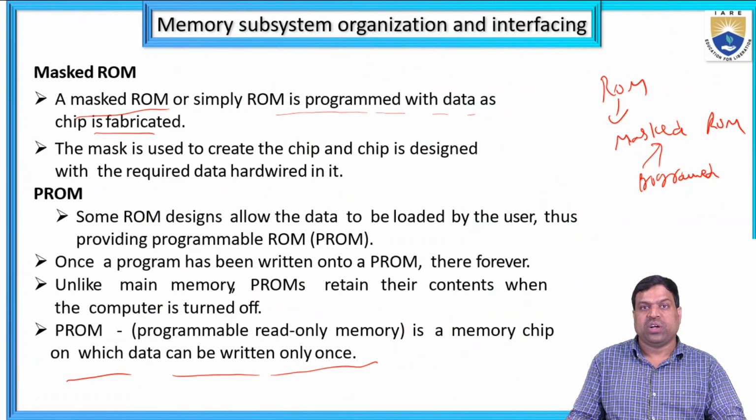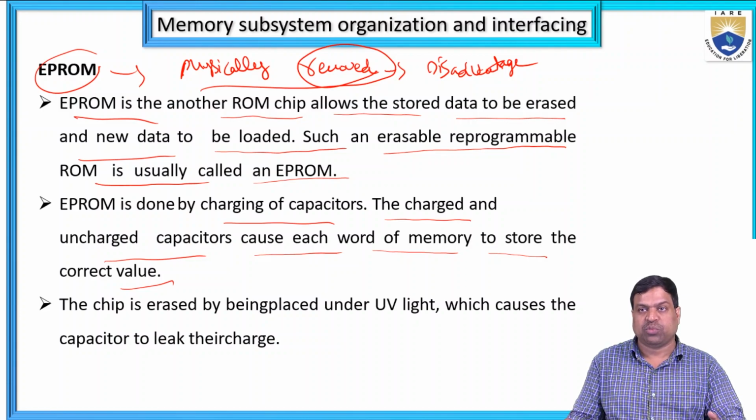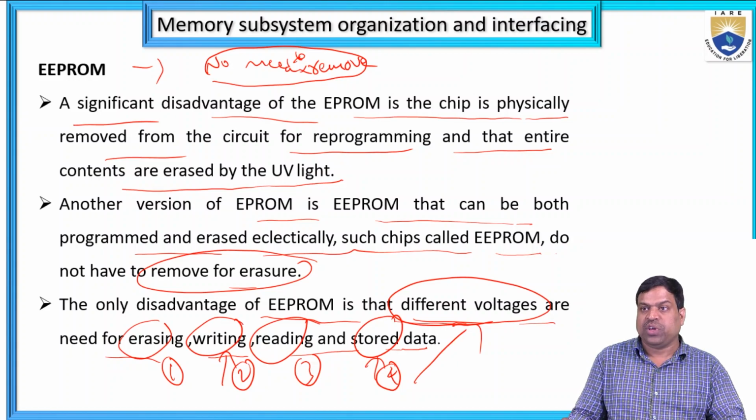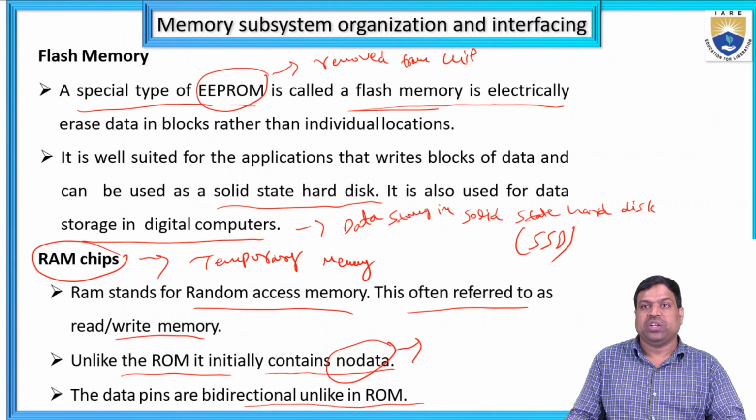So, what are masked ROM and PROM? Masked ROM and PROM are non-erasable ROMs, and EPROM has to be physically removed. That is a disadvantage, and it is non-erasable memory. EEPROM means it is not necessary to physically remove it, and it is permanent memory, but if you want to erase it, we can. It is an erasable memory. And flash memory is used for SSDs, solid state devices of computers.